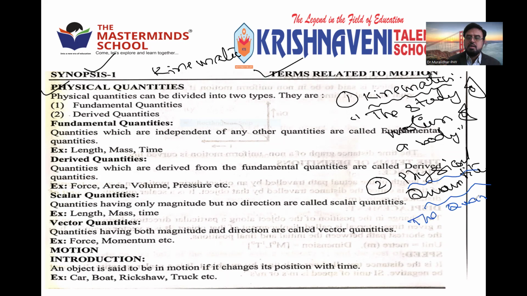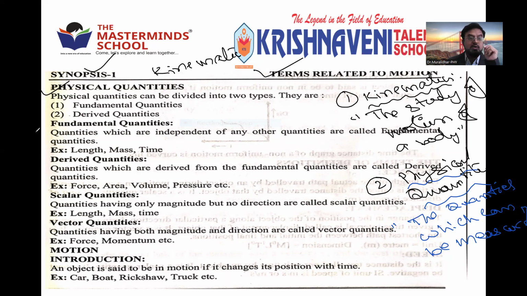The quantities which can be measured, or measurable. All the measurable quantities are called physical quantities, which we can measure. For example, mass, we can measure. Time, we can measure. Correct or not? Length, pressure, density, heat, we can measure. All these come under physical quantities. When you are studying motion, the first thing that comes to mind is physical quantities.